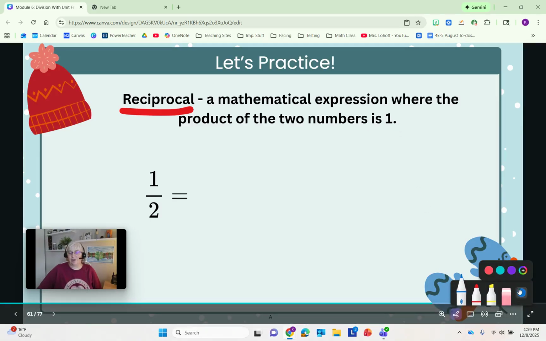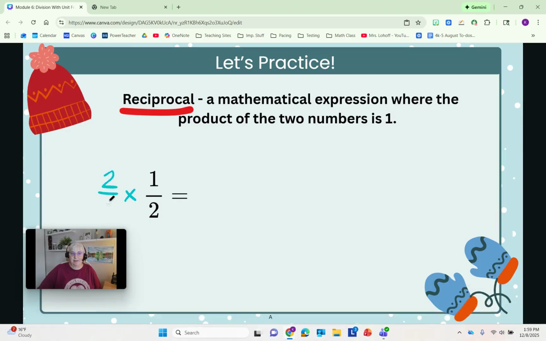Here we have the fraction 1/2. Now, if I multiply 1/2 by its reciprocal, the reciprocal is going to be the flipped version. I then end up with 2 times 1, which is 2, and 1 times 2, which is 2. If we have a pizza that is cut into 2 pieces, which is what the bottom number says, and we ate both of them, we ate that one whole pizza.